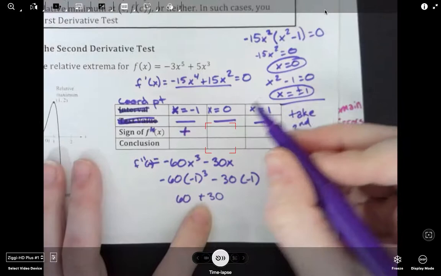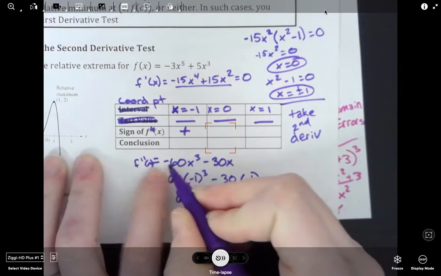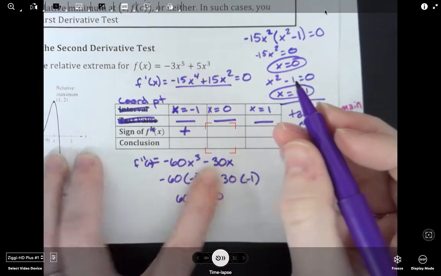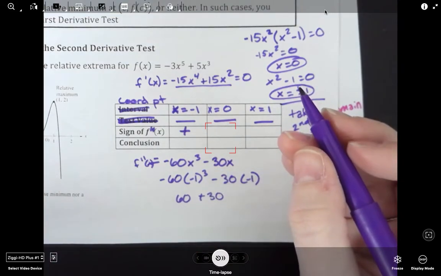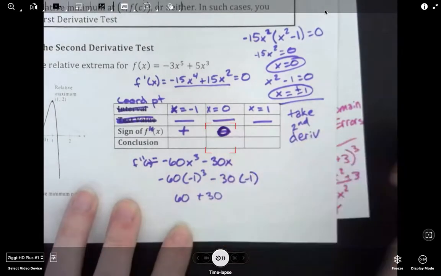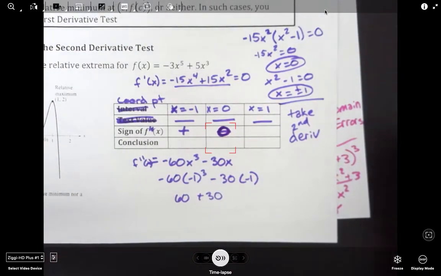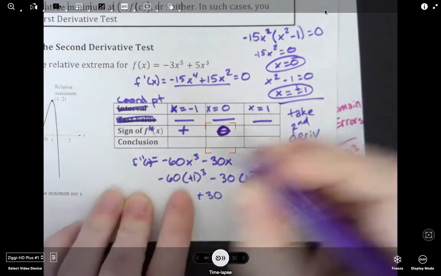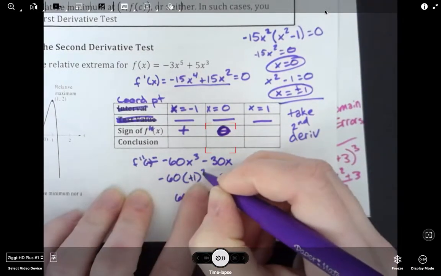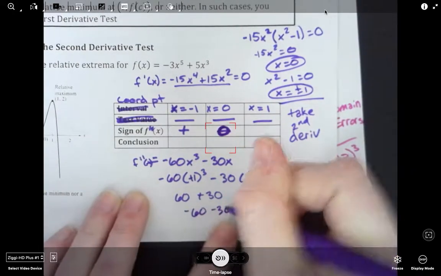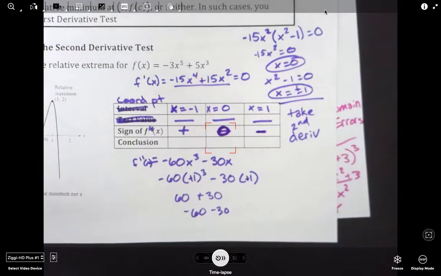Okay, I'm going to plug 0 in. 0 to the 3rd power times all that times 0 is going to be, that shouldn't come out as 0. Yeah, it does. Okay, so I'll put 0 here, so it doesn't look like negative. Okay, and then you plug 1 in. So positive 1, all right? Negative 60 times 1 to the 3rd power is negative 60 minus 30. That's going to be a negative number, okay?